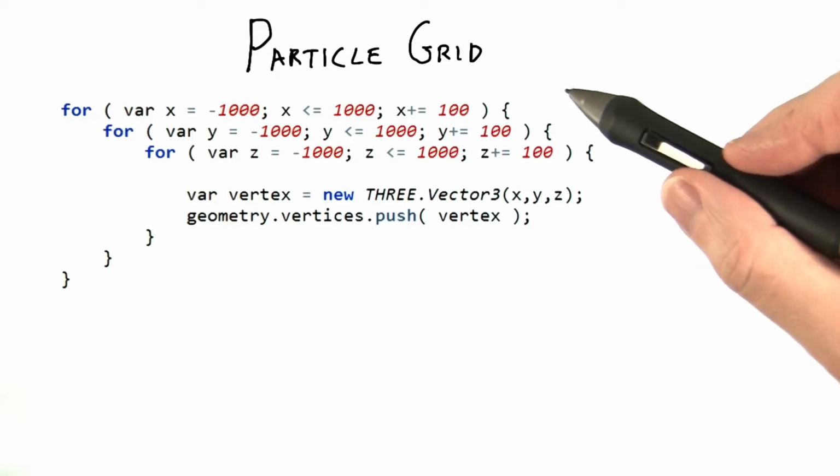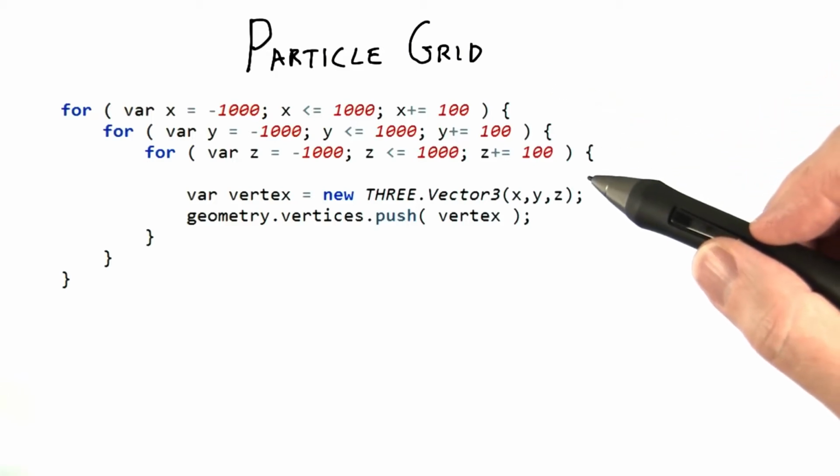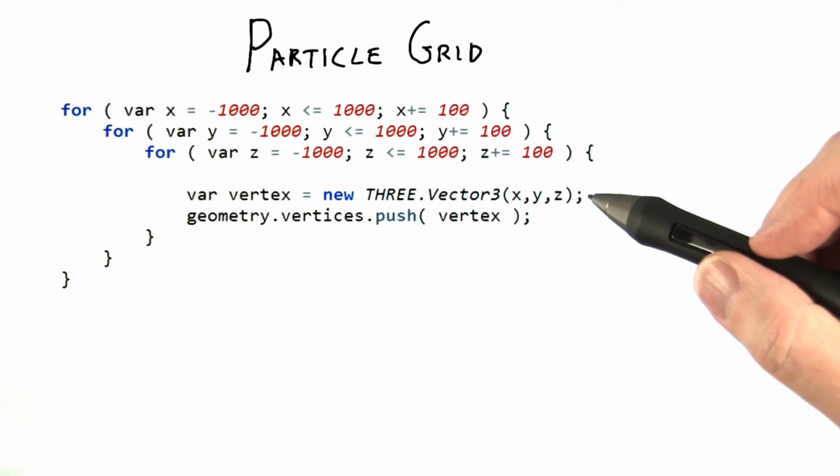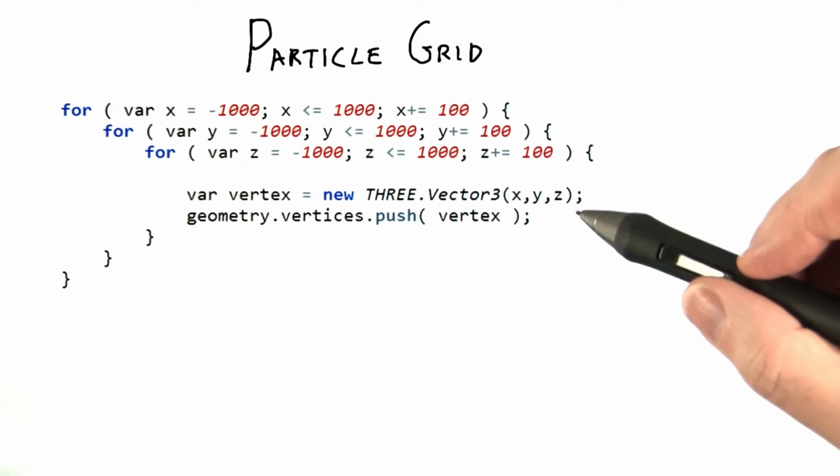My solution is to use 3 loops, one for each axis, directly setting the x, y, and z values to each of the grid intervals. I then create a vertex with each point and add it to the list.